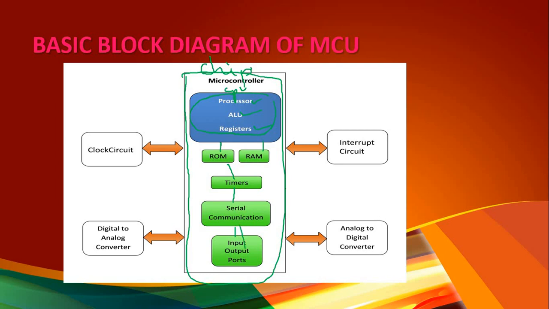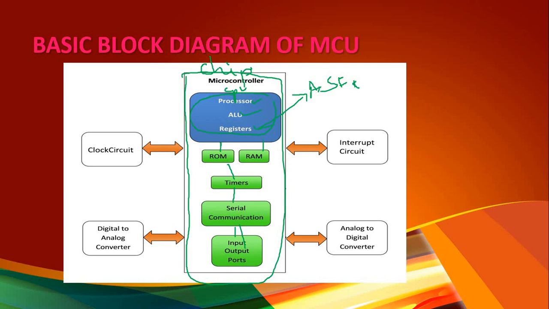The processor will process the operations. ALU is an arithmetic and logic unit. Registers. All these will be accommodated in a single chip. Next, in this 8051 we are having many types of register. A register is a general purpose register, and we also have special function registers. This ROM is a read-only memory, RAM is a random access memory, timer, serial communication, I/O ports.